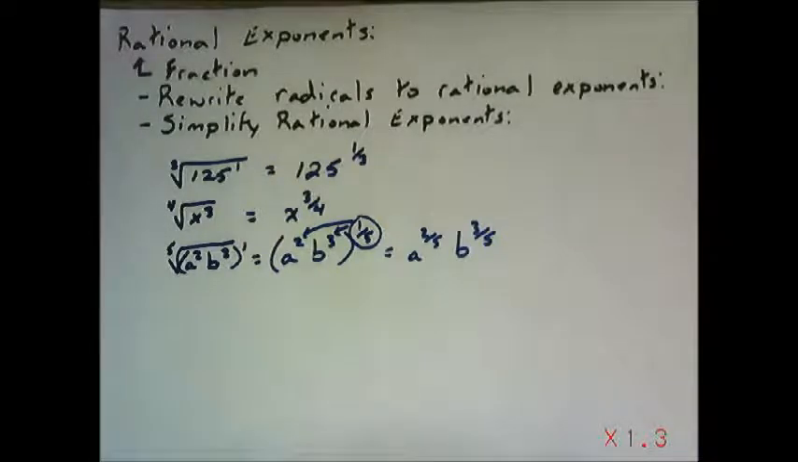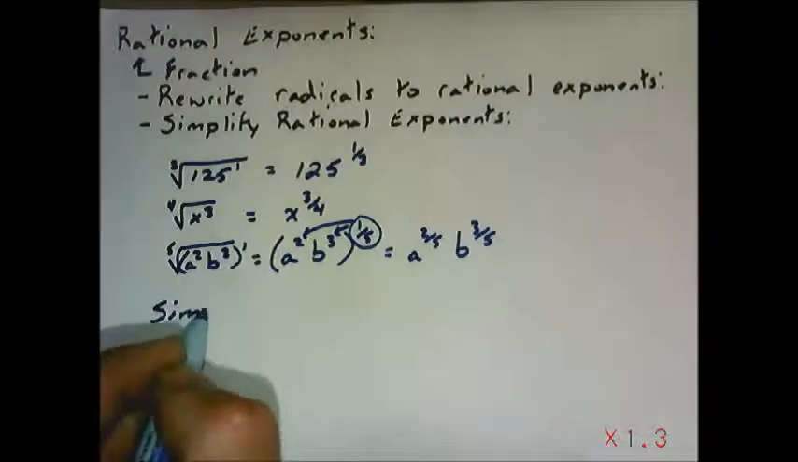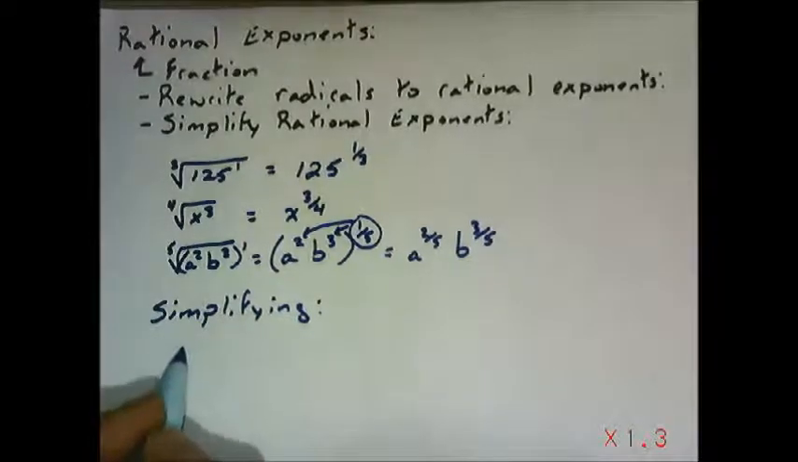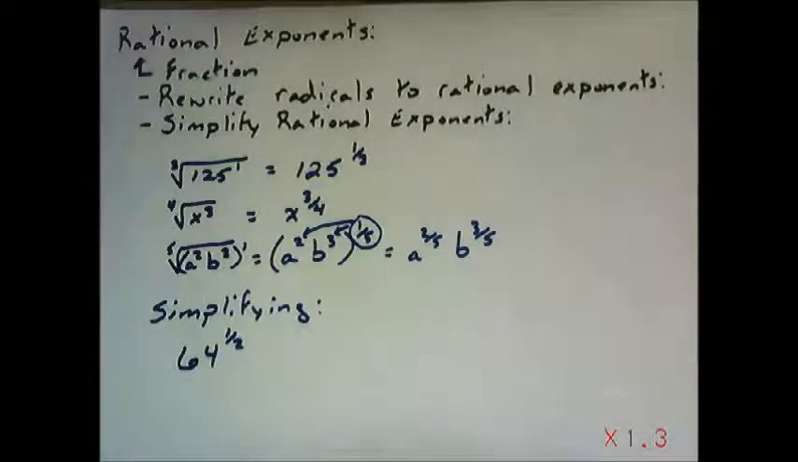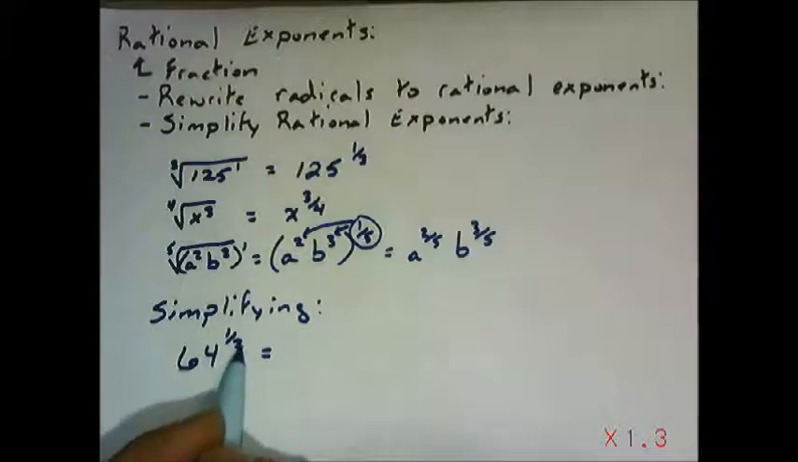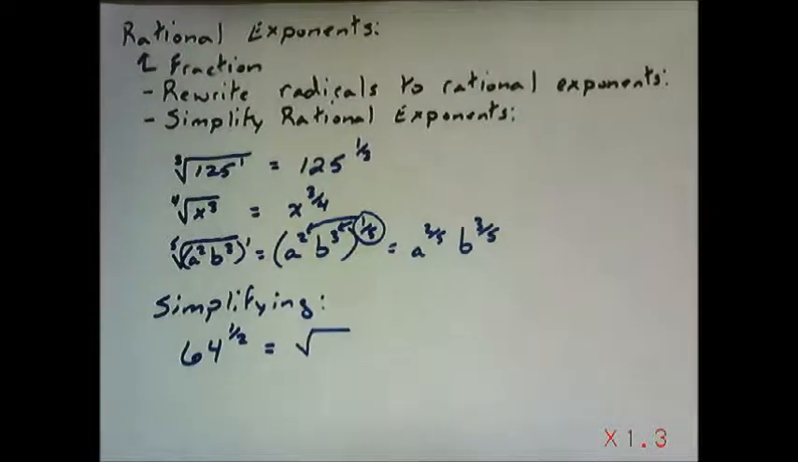Now let's go ahead and move on to simplifying rational expressions. Well, here we're going to start out with a base, and we're going to give it a rational exponent. Say I have it to the 1/2 power. Well, hopefully, we can convert this back into our radical form. Eventually, hopefully, though, we'll see that we don't need to do this. We can go ahead and simplify this without rewriting it.